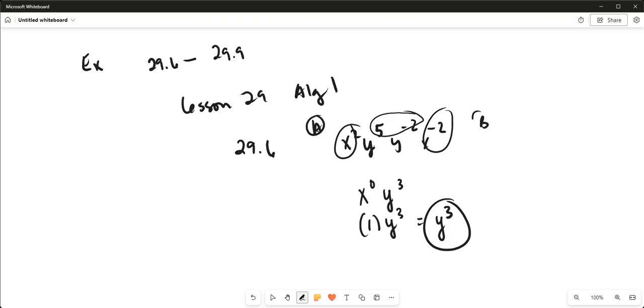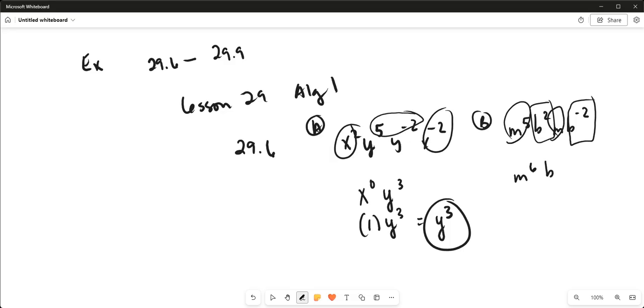And then the B is m to the fifth, b to the second, m, b to the negative second. I'm going to look at that m to the fifth and that m to the first. That's going to be m to the sixth. And then b to the second and b to the negative second is going to be b to the 0 power, which is going to be a positive 1. So that's going to be m to the sixth.